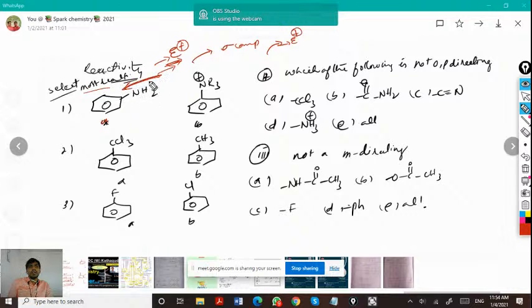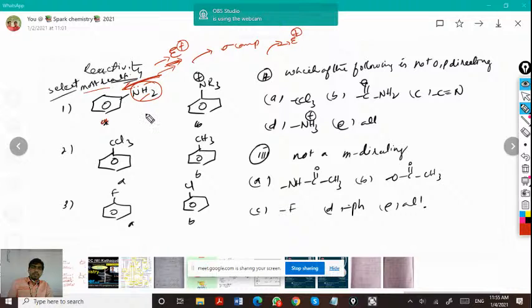So whenever there is a donating group, NH2 is a strong donating group. I have suggested that everyone must note the strong donating groups, or strong activating groups, moderate activating groups, weak activating groups, weak deactivating, moderate deactivating, and strong deactivating. Based on that, regioselectivity is going to happen, directive tendency is going to happen.